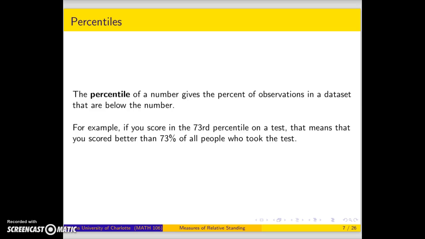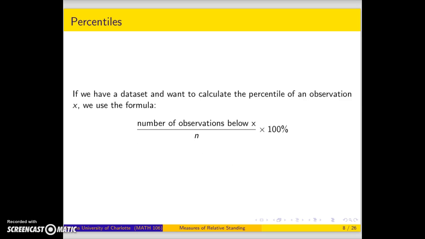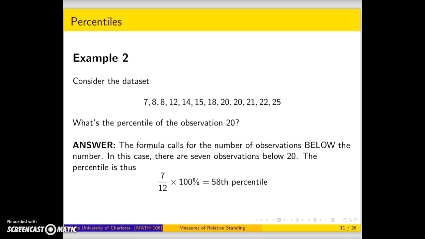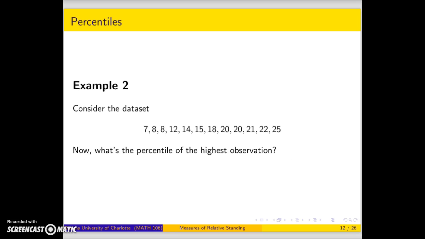Again, when we talk about percentiles, we're talking about the percent of observations that are below that number. So the 73rd percentile on a test would mean that you scored better than 73% of all people who took the test. And keep in mind that does not mean you got 73% of the questions right on the test. For instance, the score of 98 out of 100 could be the 73rd percentile. And here is the formula, and then here are a few examples you can go through if you need more clarification on percentiles.